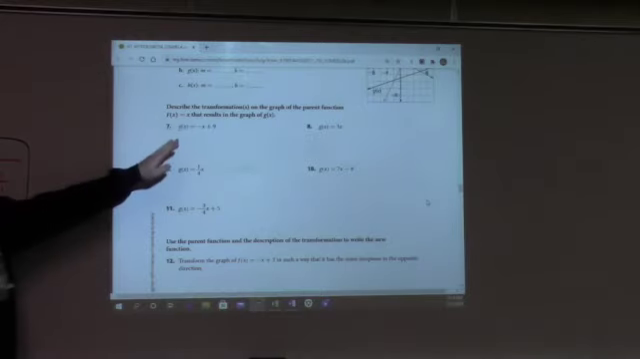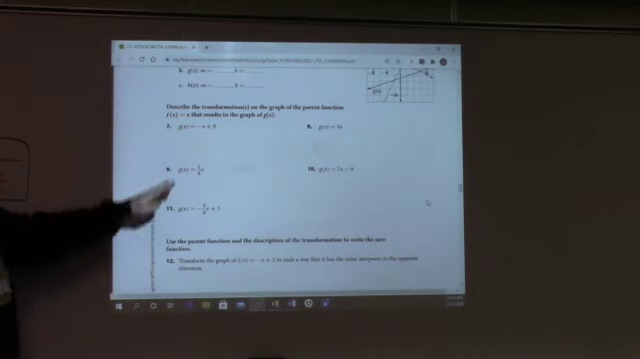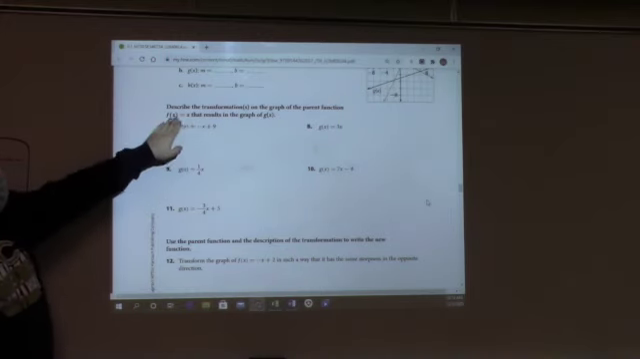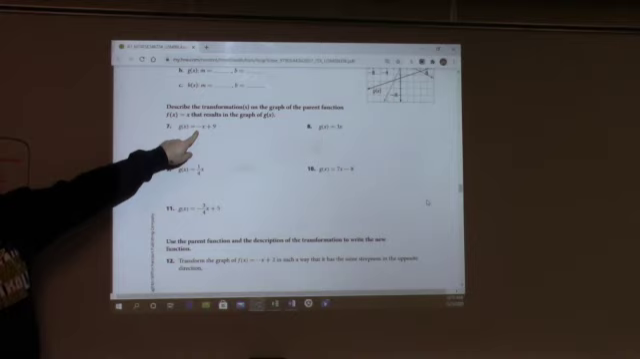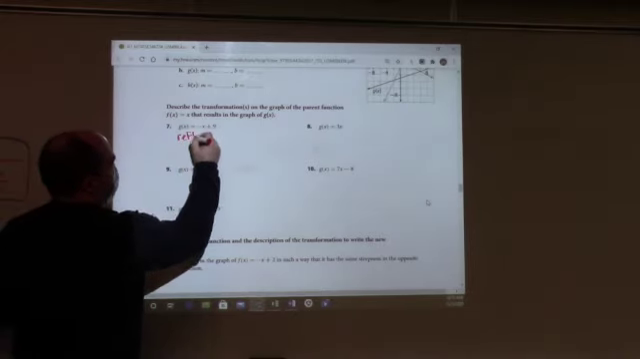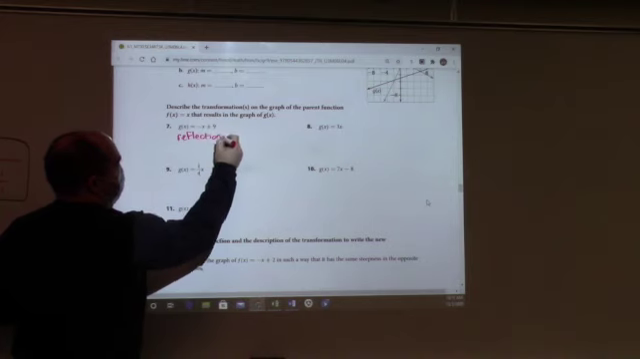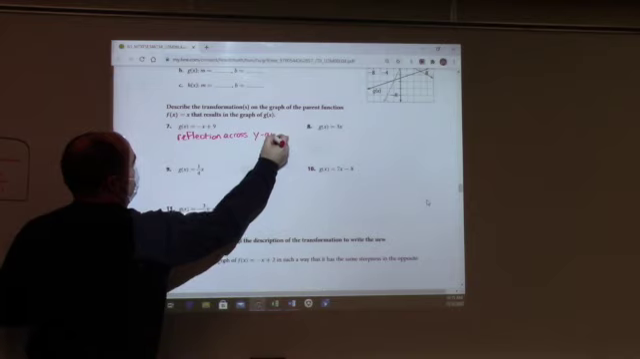Alright, so now, remember, we're still comparing everything to the parent function. So if I'm comparing it to the parent function, that's f of x equals x. The first thing I have is this negative in front. So that negative means I have a what? A reflection across the y-axis. So I would say reflection across the y-axis.